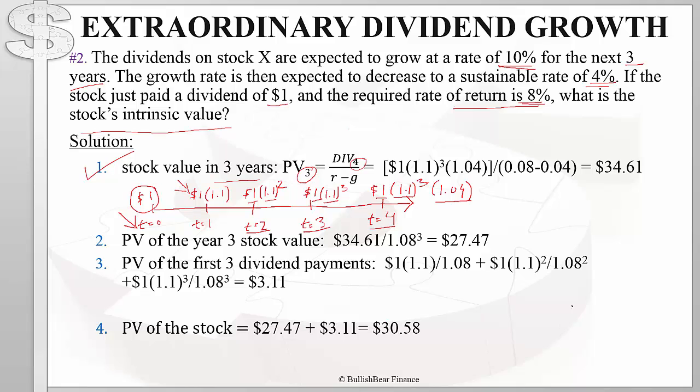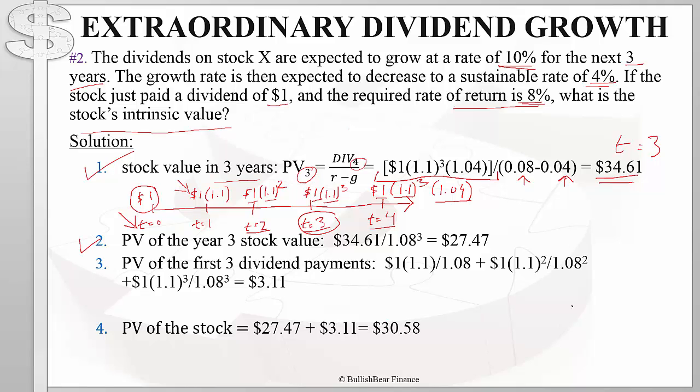Now, as we said, we want to compute the present value of the stock as of time t equal to 3. We just use the dividend payment for the next period in our formula. Now, the dividend payment for this period is this amount. And then we just divide it by R minus G to get the stock's value at time t equal to 3 of $34.61.